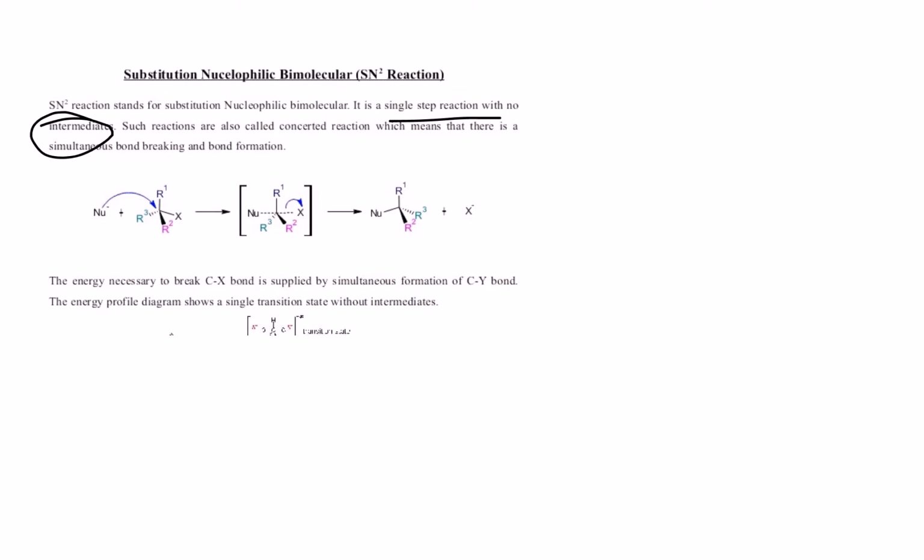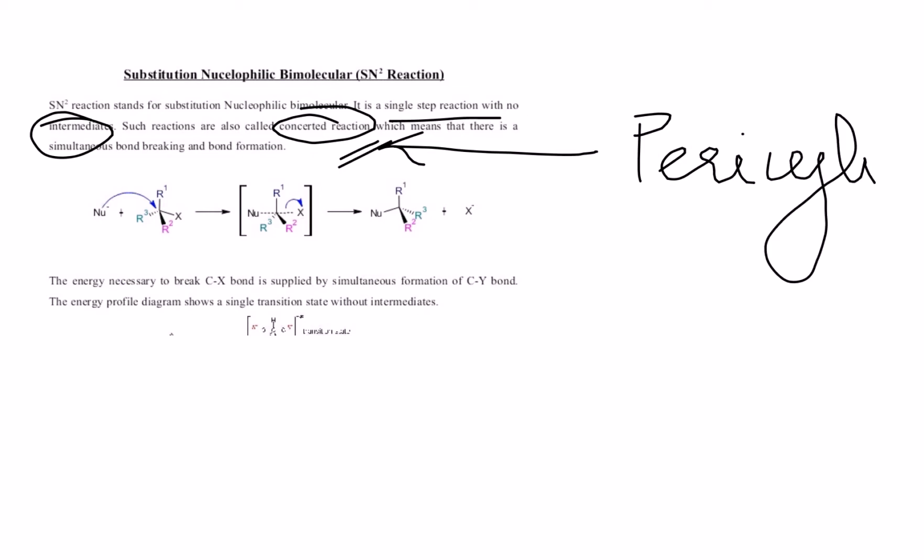And the most important term associated with such kinds of reactions, in which there is simultaneous bond breaking and bond formation, is concerted reactions. To go back in FYBSc, we learnt about reactions called pericyclic reactions. And these pericyclic reactions also were concerted in their mechanism. So the term concerted only means that there is simultaneous bond breaking and bond formation in a single step.